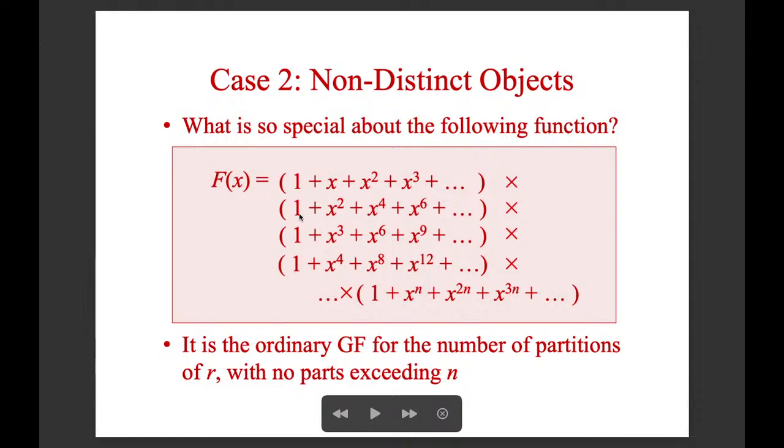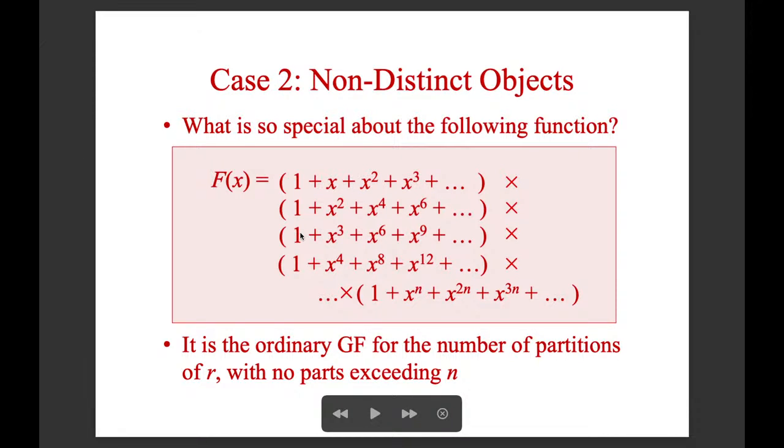So this is not using any 2, using exactly one 2, exactly two 2's, exactly three 2's, and so on and so forth. And then the third one corresponds to the number of 3's that we are using in the partition, and so on. This is the number of 4's that we are using. So when we have x squared here, 1 here, 1 here, we are choosing two 1's, one 2, zero 3's and zero 4's. So it corresponds to 1 plus 1 plus 2, and this is a way to partition 4.